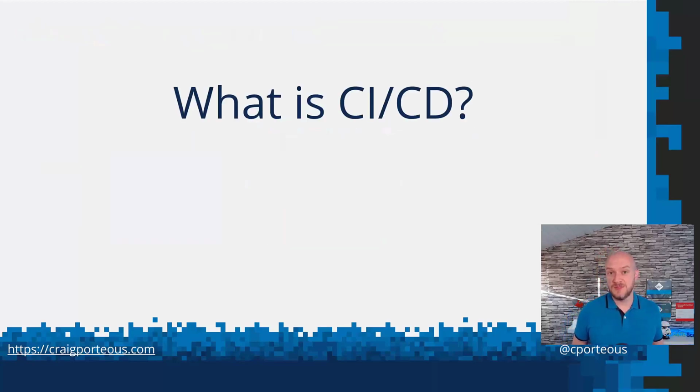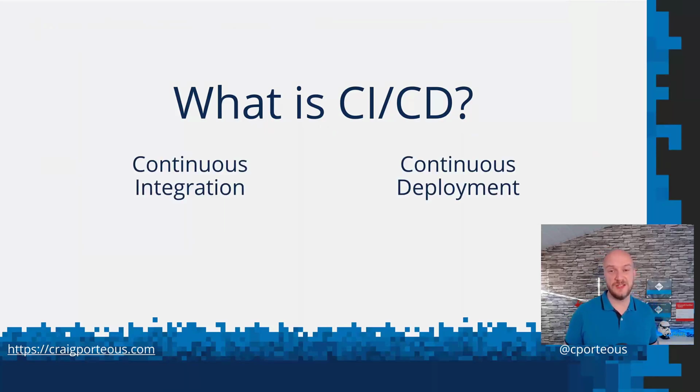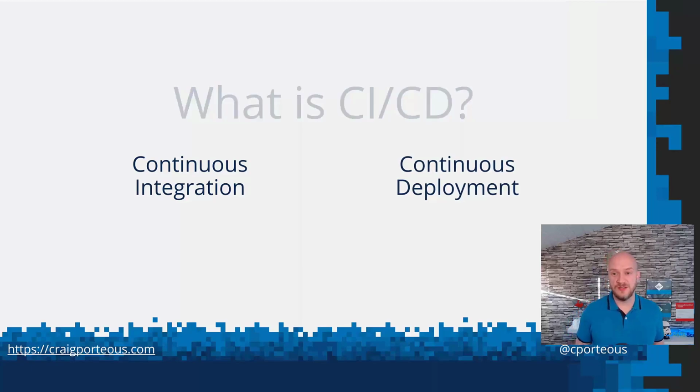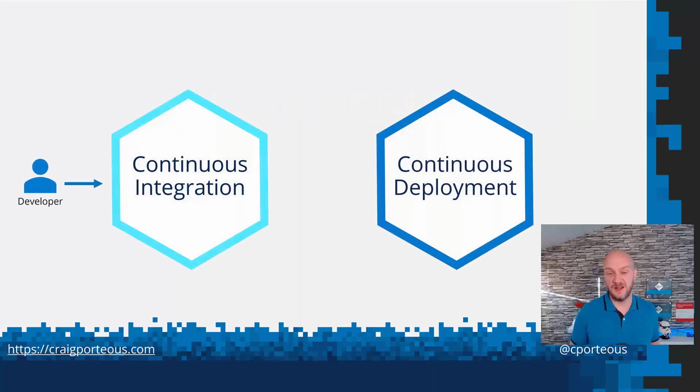So what is CI/CD? Stands for continuous integration and continuous deployment. And although they fit together, they are individual processes. CI focuses on the testing and, if necessary, compiling of code, whereas CD, continuous deployment, focuses on deploying the code. Overall, they have a similar goal of consistency and automation.